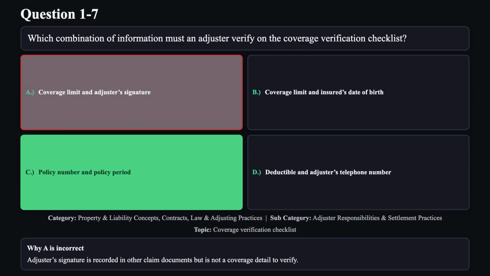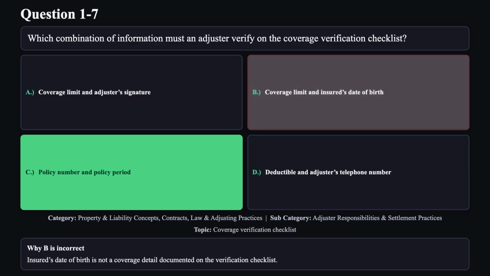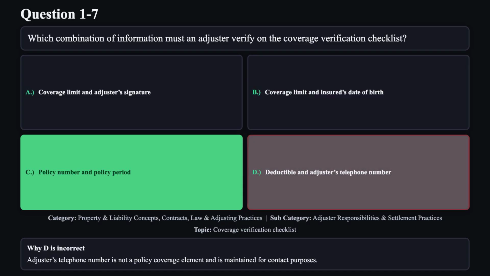Reason A is not correct. Adjuster's signature is recorded in other claim documents but is not a coverage detail to verify. Reason B is not correct. Insured's date of birth is not a coverage detail documented on the verification checklist. Reason D is not correct. Adjuster's telephone number is not a policy coverage element and is maintained for contact purposes.